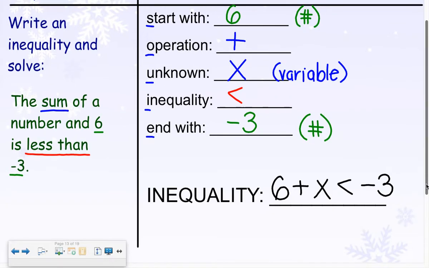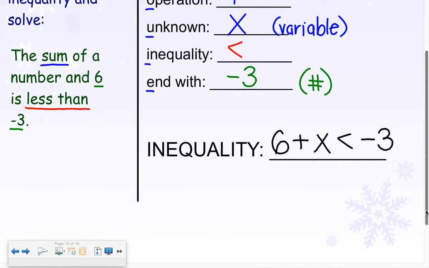Now before we're finished, we need to solve this inequality. So subtract 6 on both sides, and we end up with x is less than -9 as our answer.